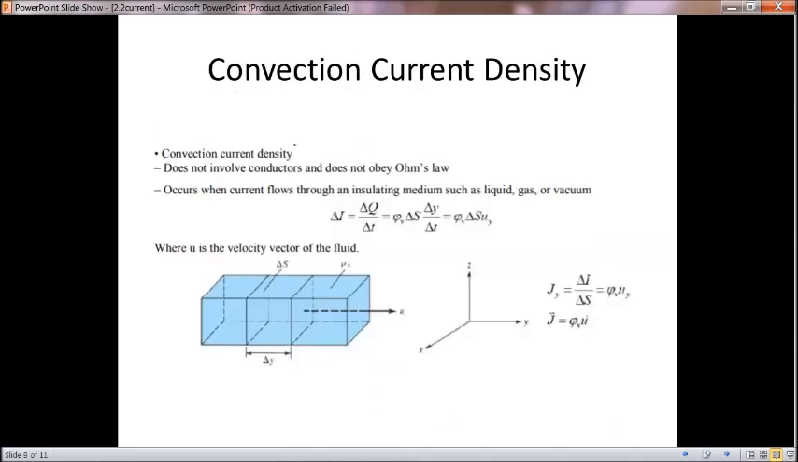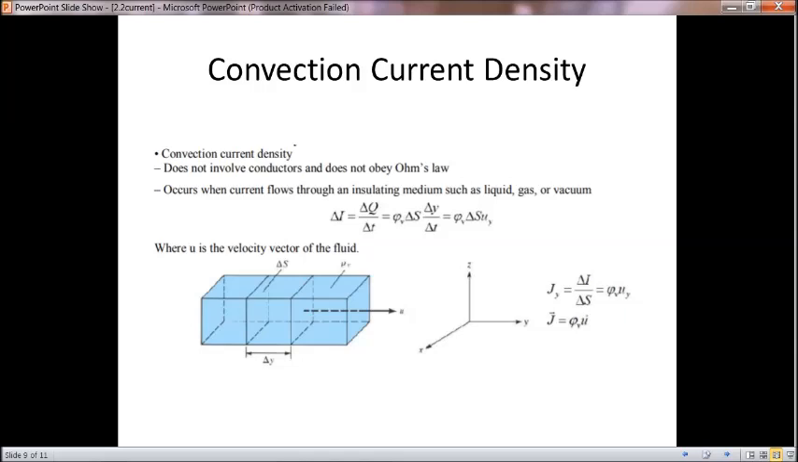So first we will see convection current density. It does not involve conductors and does not obey Ohm's law. It occurs when current flows through an insulating medium such as liquid, gas, or vacuum. So del I is equal to del Q by del t, which is equal to rho_s into del S del y by del t. So in the resultant direction we will have, over a surface area, rho_v del S into u_y, where u is the velocity vector.